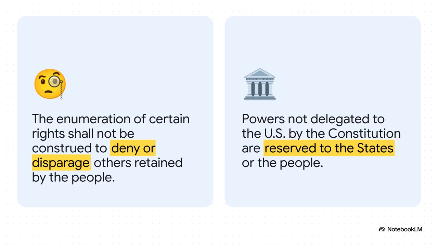The Ninth Amendment is this crucial safeguard that basically says, hey, this list isn't everything. Just because a right isn't written down here doesn't mean you don't have it. Then the 10th Amendment addresses the balance of power, saying any powers not specifically given to the federal government are kept by the states or by the people themselves.